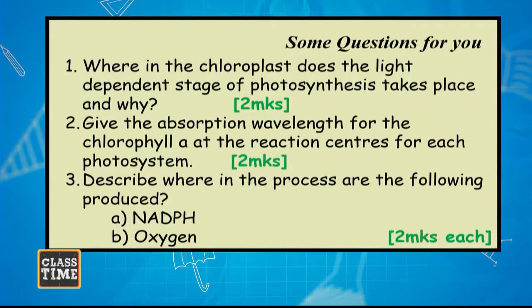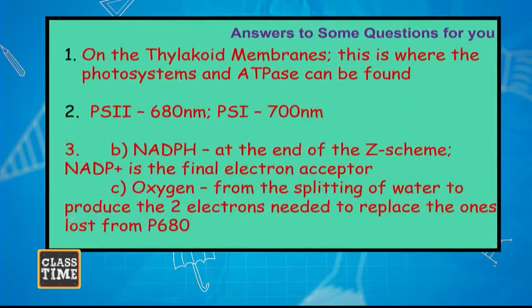Let's see. I hope you have your answers in mind. Let's see how close you came to them. All right. So the first question asks where the light-dependent stage takes place. It takes place on the thylakoid membrane. This is where the photosystems and the ATPase can be found.